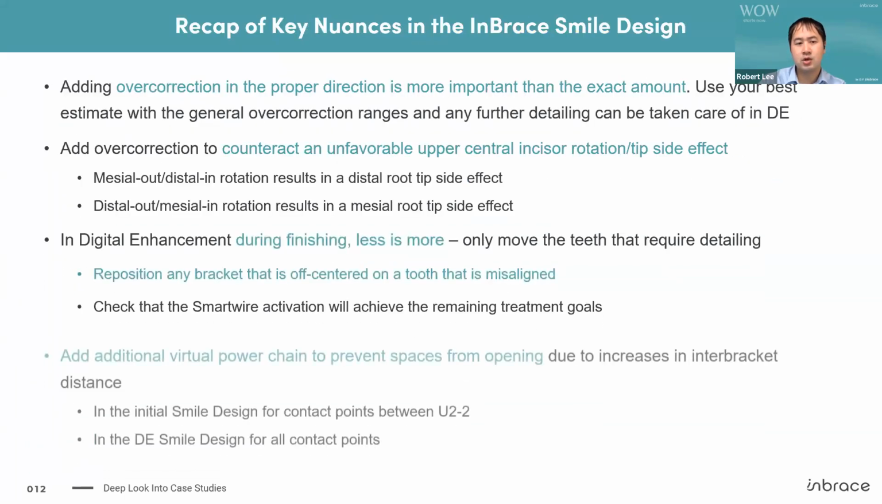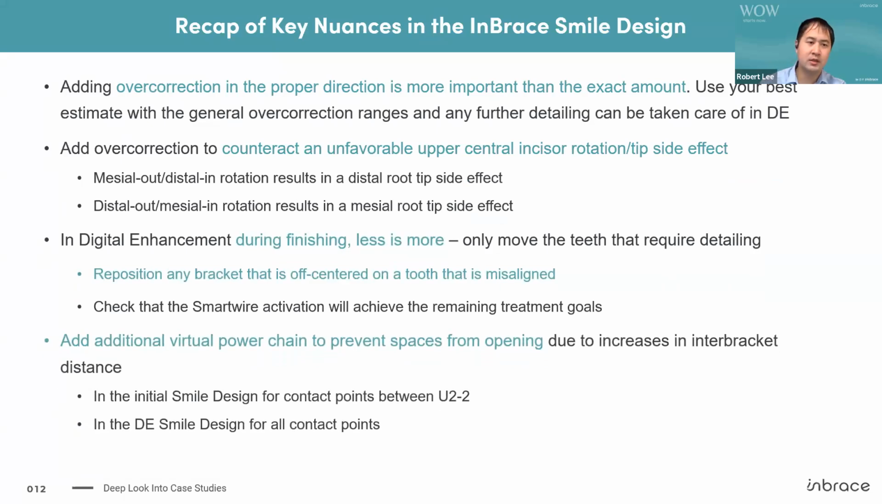And so we went over these general key nuances within the Smile Design. The ones that I really like to always make sure that people are aware of is, again, that upper central incisor rotation tip side effect, making sure that you're reading whether that's going to be unfavorable or favorable, and then adding overcorrection or just leaving the overcorrection we've added in for you. And also the additional virtual power chain. I think those are the 2 main nuances of the Smile Design process.